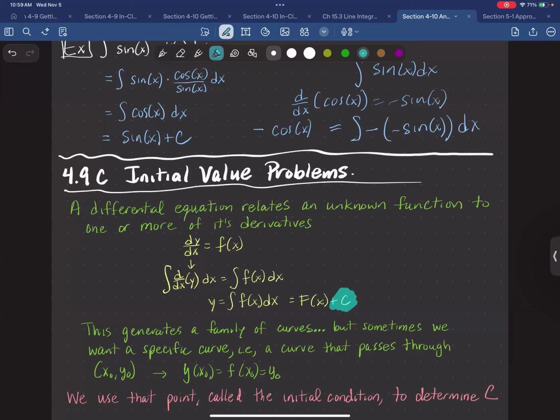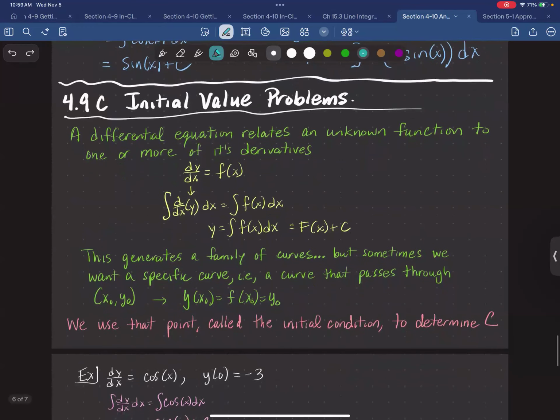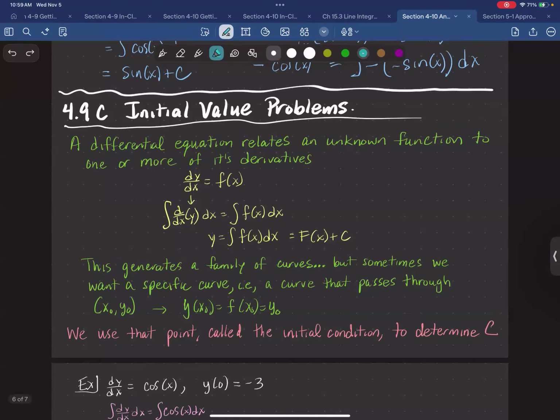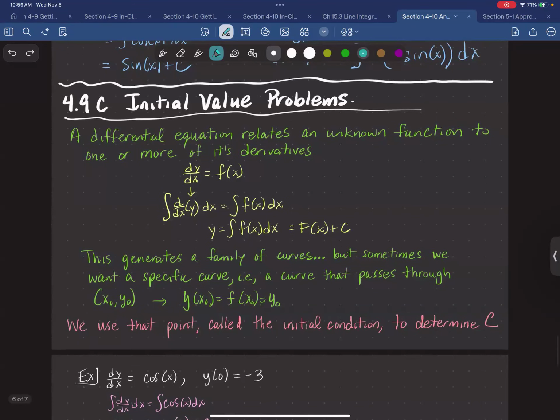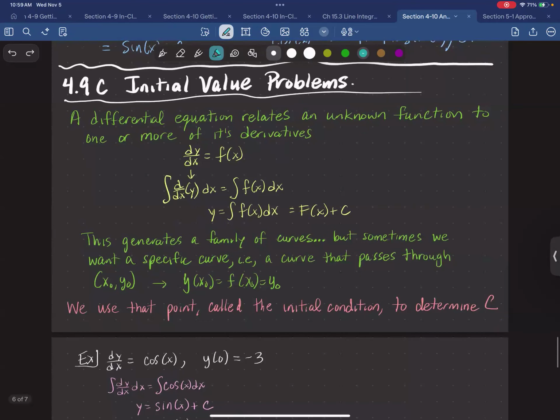So that rather than saying a family of curves, we can pick out the specific curve that's part of the family, as you'll see. So let's say dy/dx equals cosine x and y of 0 equals -3. We're going to integrate both sides and we get y equals sine x plus c. And then this is my x. I'm going to put that in here. This is my y. That goes here.